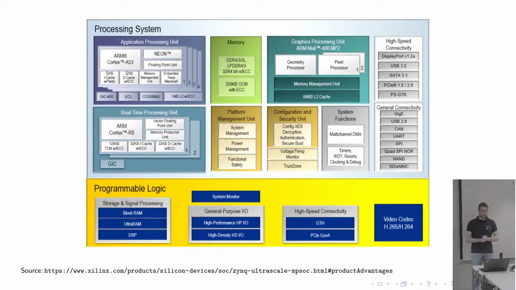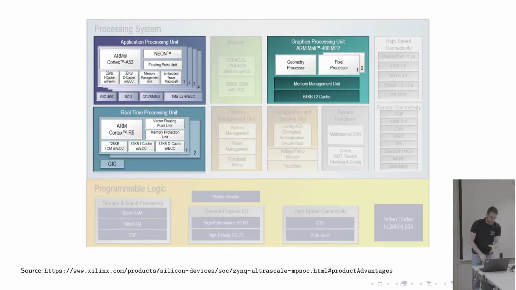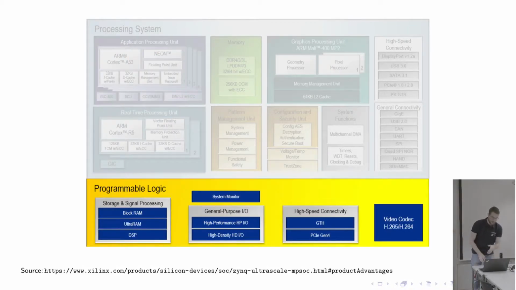So what it is about: Zynq Ultrascale Plus is a SOC, and it has a lot of different features implemented. Here you can see the default block diagram provided on the Xilinx website, and you can see we have multiple processors. So we have an application processing unit, a real-time processing unit, a graphics processing unit, and we also have an FPGA part, the programmable logic.